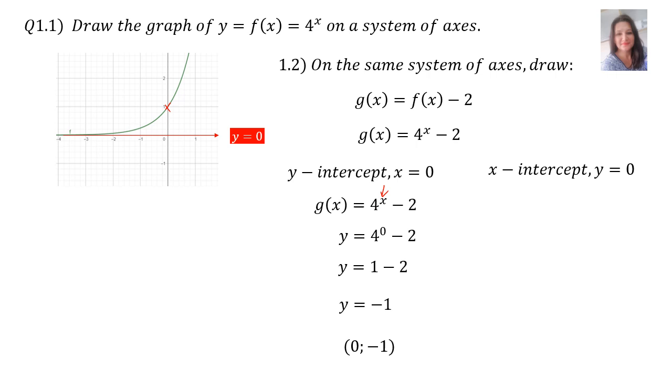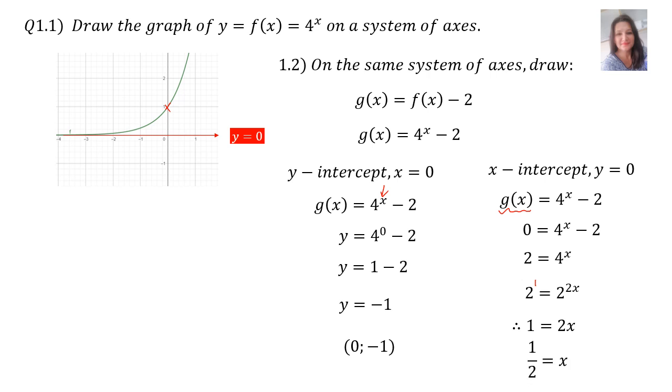Then, x-intercept, make y 0. When we make y 0, remember y is g of x. We make it 0. Now, the negative 2 will walk across. 2 is equal to 4 to the x. Then we will prime factorize the 4, and we can write it as 2 to the 2x. And then remember, if there's no exponent there on the 2, there is an invisible 1. And now we can say bases are the same, therefore 1 is equal to 2x. And let's divide away the 2, and we find that the x-intercept is the point (1/2, 0).